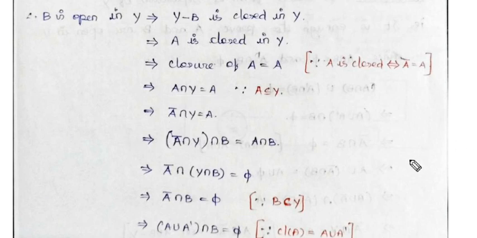In the next step, intersect B on both sides, and we get this. Now A closure intersection Y intersection B equals empty, because A intersection B equals empty by the hypothesis. B is a subset of Y, which means B intersection Y equals B. So A closure intersection B equals empty.